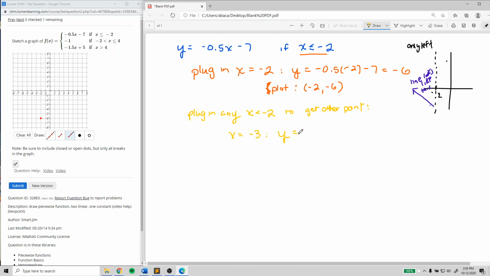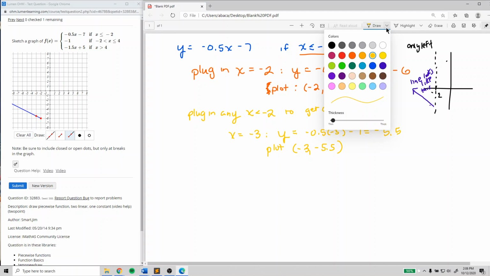When we do that, we get y equals negative 0.5 times negative 3 minus 7. Negative 0.5 times negative 3 gives 1.5, minus 7 is negative 5.5. So another point we can plot is negative 3 comma negative 5.5. I go to my graph, x is negative 3 is right here, and negative 5.5, you'll notice this one allows me to put it in the middle, so I can just plot it there. Now that line is done. You see it's gone off forever. There's nothing stopping it, so it's going to work.